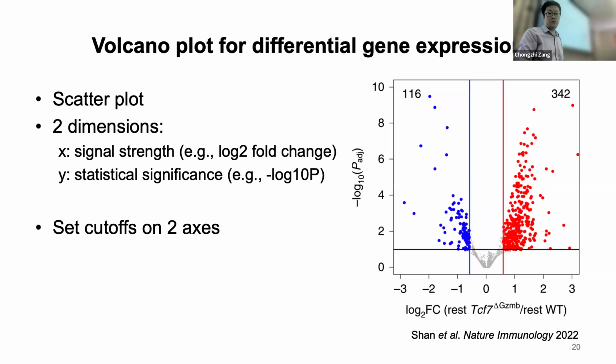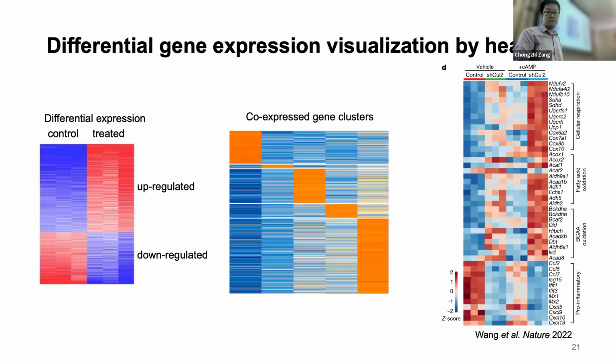Okay. Differentially expressed genes can also be represented in other types of visualization. For example, when we compare control versus treated, we can use a heat map to represent the expression level of each gene. In this case, each row represents one gene, and each column is one sample. We have 3 replicates for control and 3 replicates for treatment, and the upregulated genes go from blue to red and downregulated from red to blue.